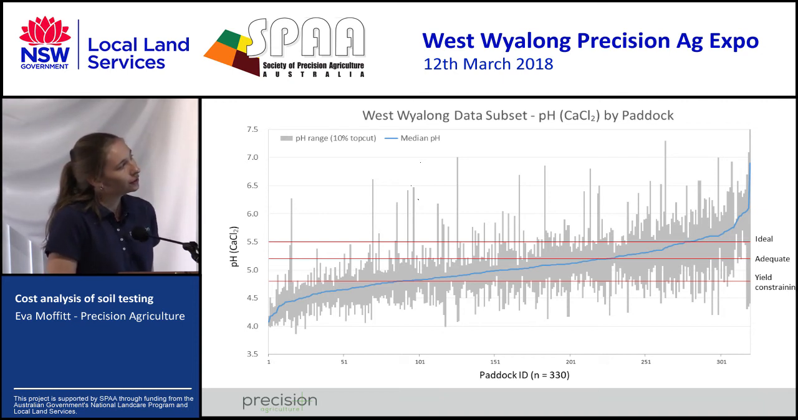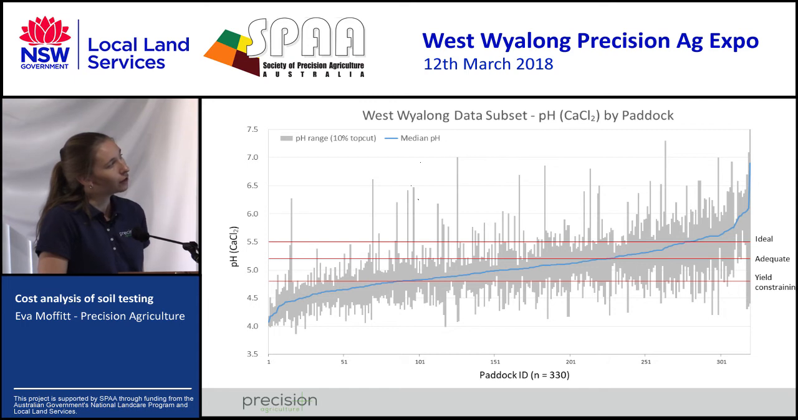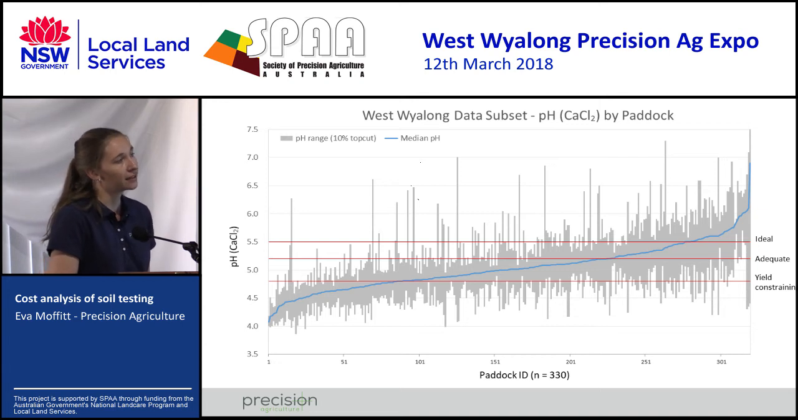So things to note, only about maybe 1/8 of the average pHs were above 5.5, but a whole bunch of the data, in fact almost 25% of the data was above 5.5. So there's a whole lot of areas within paddocks that don't need liming that aren't picked up by that average soil test, I guess you'd say.